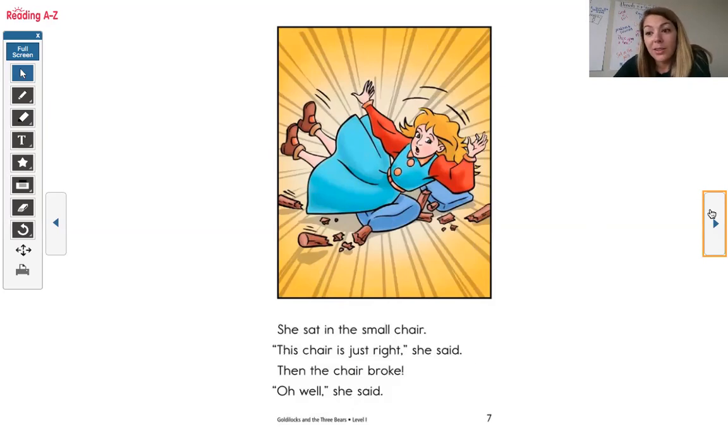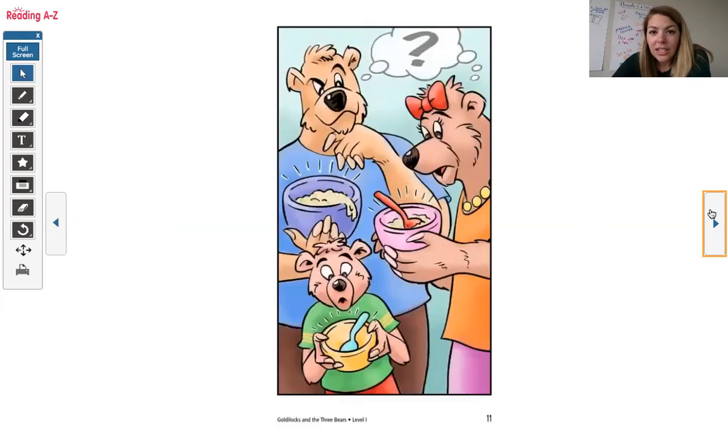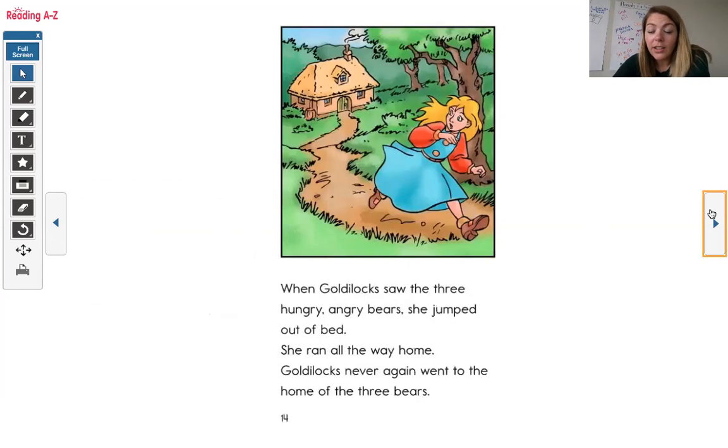Because at the very end of the story, she just ran away. She didn't even wake up and say, "Oops, sorry for sleeping in your house and eating your food." She just ran away and didn't say anything. So maybe she should have apologized for what she had done.